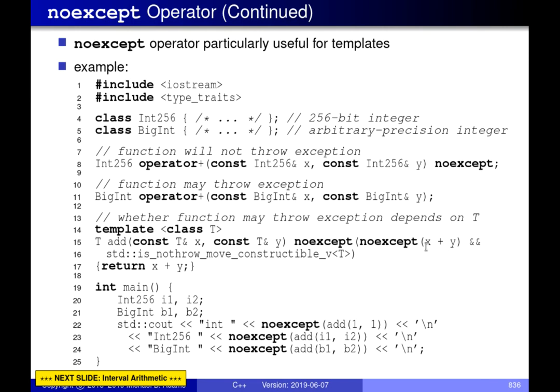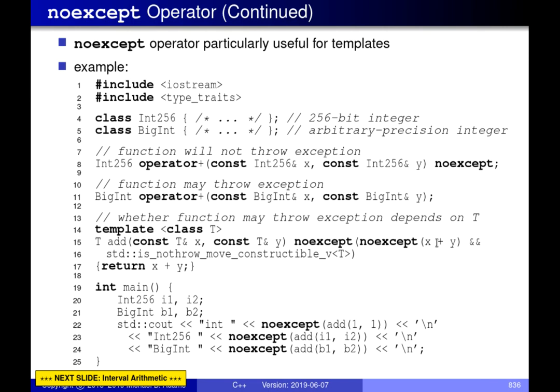And basically what the compiler does is it says, if I try to evaluate this expression, and at this point when you're using the template, it would know what T is. So it knows the type of x and y. It would then know you're trying to invoke the binary addition operator for that type T, which in this case I guess is either int256 or BigInt, and it would then look and see, is that operator plus defined to be noexcept or not?